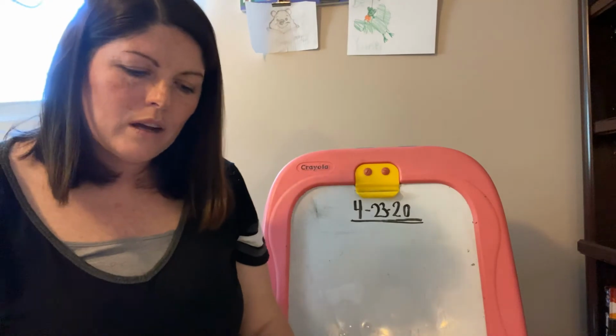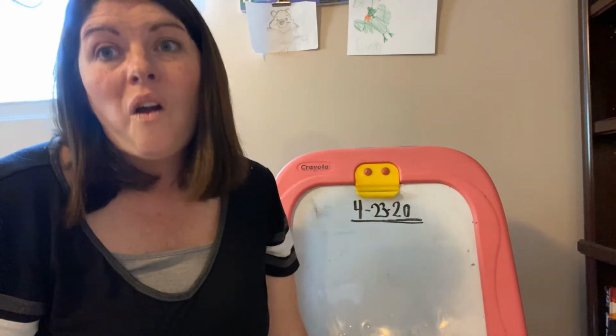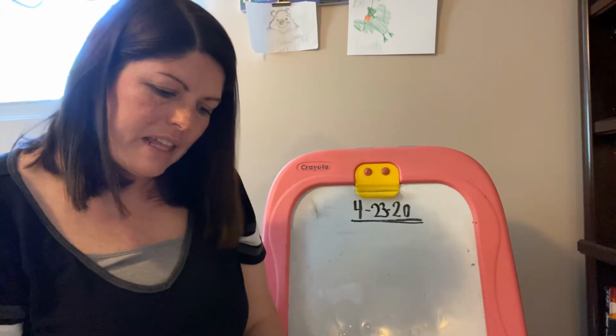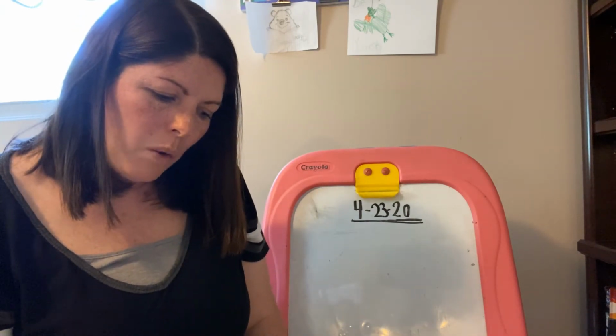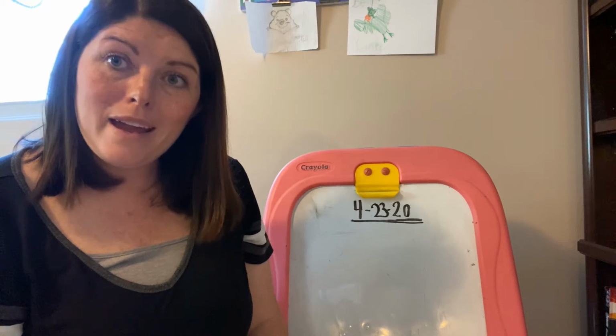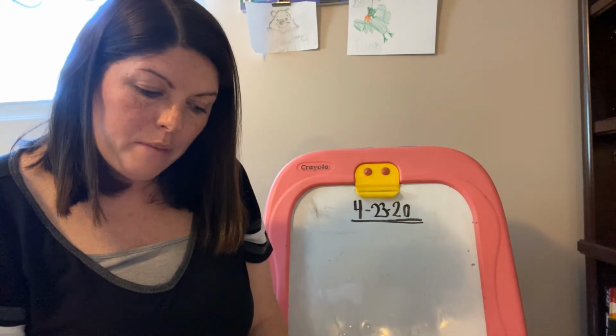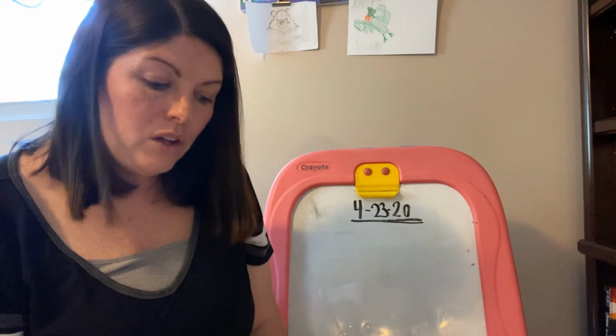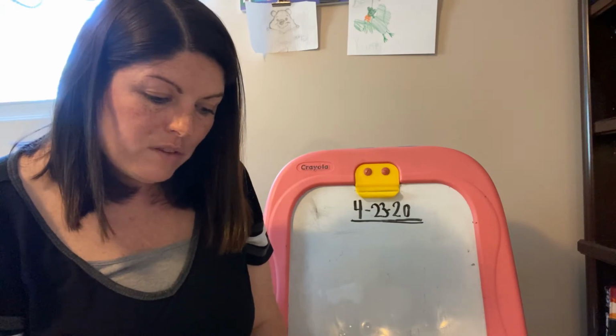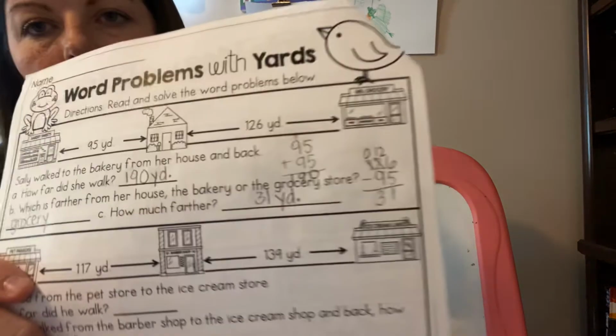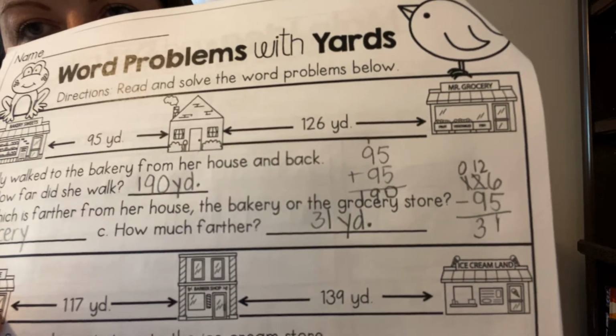So now we have 12 take away 9. Can we do that? We sure can. That's going to leave us with 3. That is correct. Okay, so how much farther away? Not just 31, but 31 what? Yards. Good. So we have to put that YD with a period behind it because it is an abbreviation.